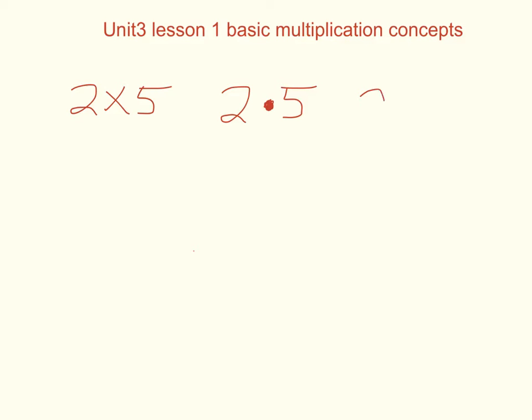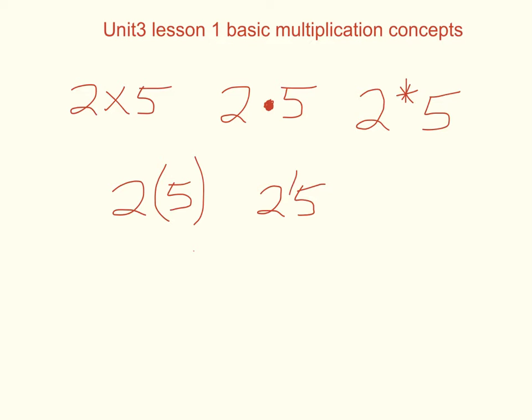A third way would be a way you might use on a computer using the star symbol. And your fourth way would be to use parentheses and no sign at all. And when you see no sign, what do you try? Multiply. This means multiplication because there's no sign in between. You need to have the parentheses though in this case, because if you didn't put the parentheses, you would simply have the number 25. But put the parentheses there, and now you have a multiplication problem.